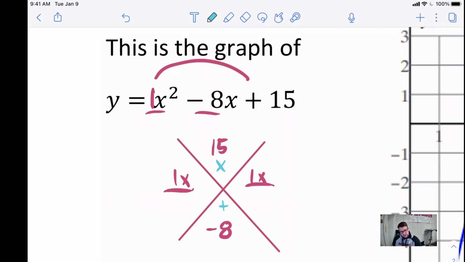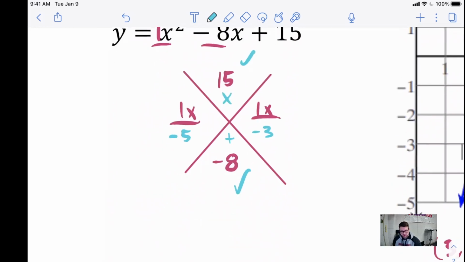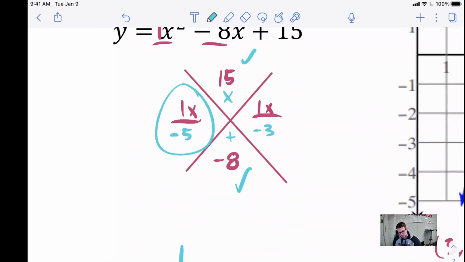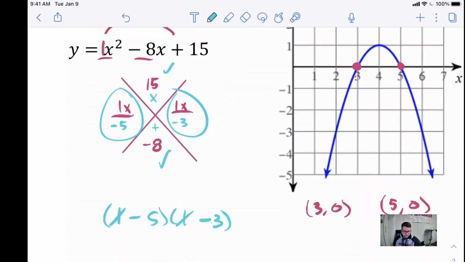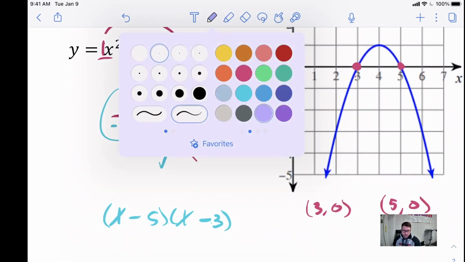So, two numbers that multiply to give us 15 and add to give us a -8 would be maybe a -5 and a -3. Yeah, I think that works. Add this, that works out, that works out. So my final answer here is going to be 1x minus 5, and on the other side, I'm going to get 1x minus 3.